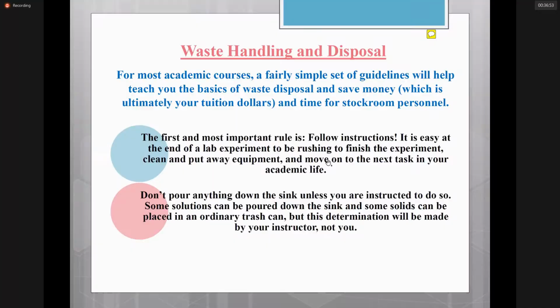So the first rule is to follow the instructions. It's easy in the lab to be rushing to finish and not focusing, as we saw in the previous picture, but also be focused, clean, and put away the equipment, then move to the next task, slowly and organized in your experiment. Second, don't pour anything down the sink unless you are instructed to, especially solids and explosive liquids.